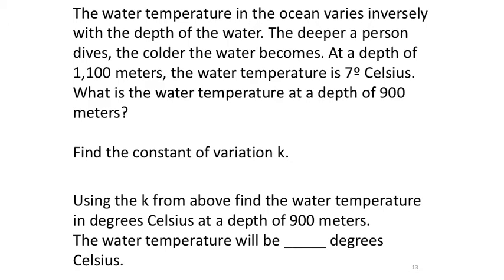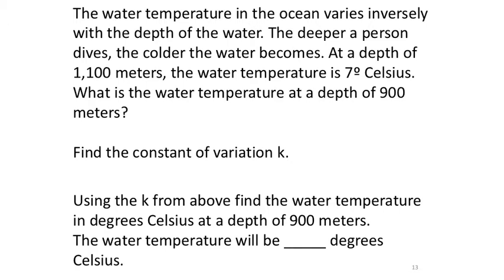Whatever the case. The water temperature in the ocean varies inversely with the depth of the water. Yeah, this is not it. I apologize. The deeper a person dives, the colder the water becomes. See how the inverse variation, as you go down, the numbers get bigger, the temperature gets smaller, yeah. At a depth of 1,100 meters, the water temperature is 7 degrees Celsius. What is the water temperature at a depth of 900 meters?